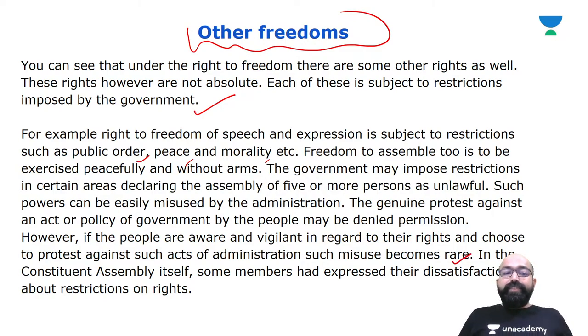Now, in the Constituent Assembly itself, some members had expressed their dissatisfaction about restrictions on rights.